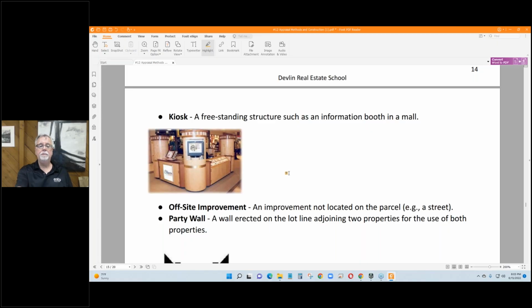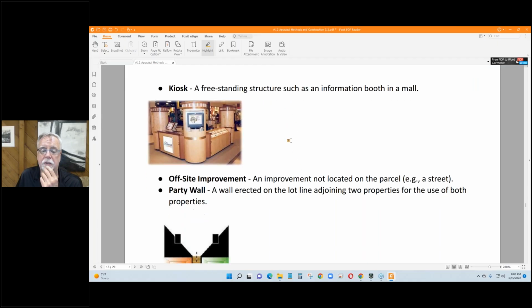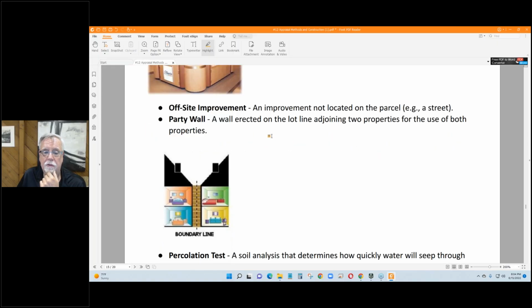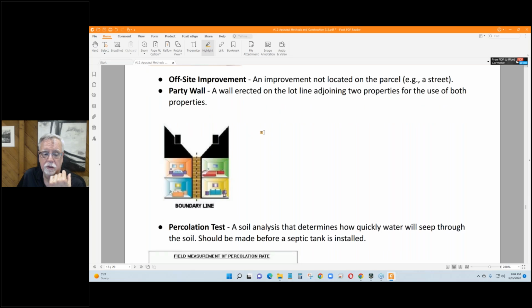And this is a picture, not that old, of a mall. It's obviously of a mall, and that's a real estate office kiosk in a mall. Hence why it's on the test. Offsite improvements are not located on the parcel. The party wall, right? I guess it's called that so you can hear the party on the other side of the wall. It's between two adjoining properties.